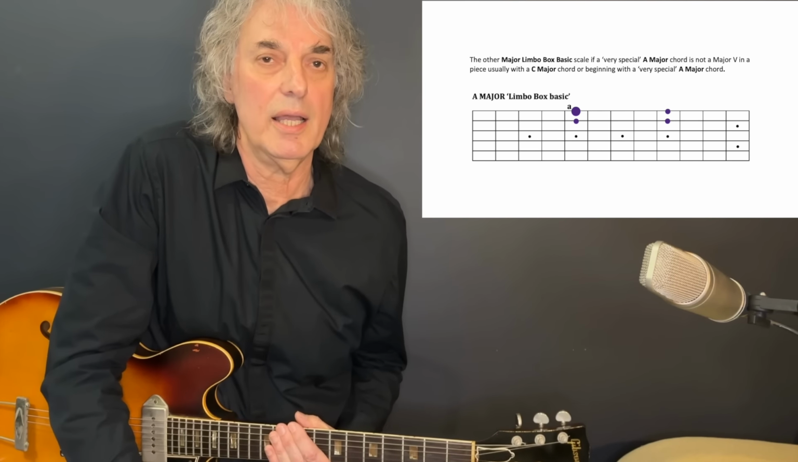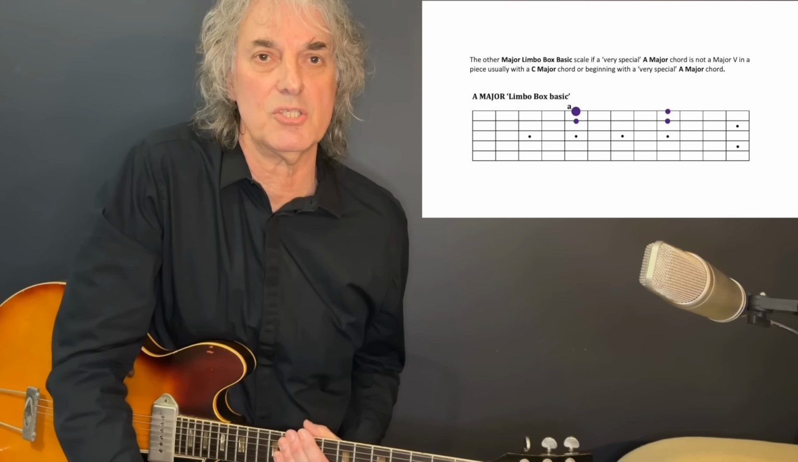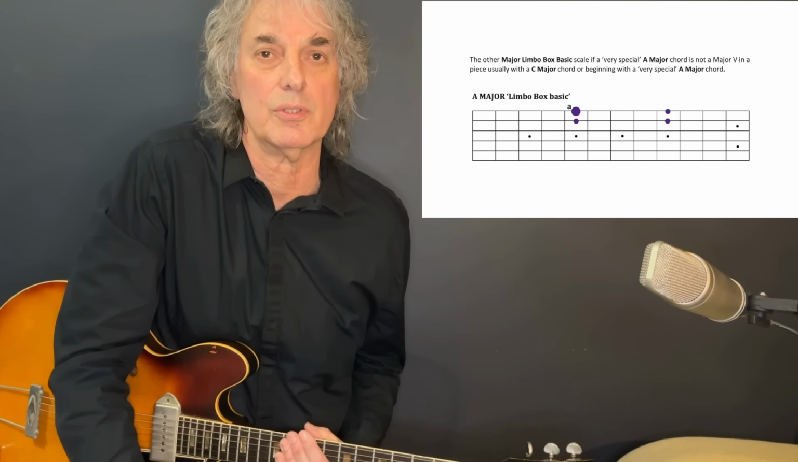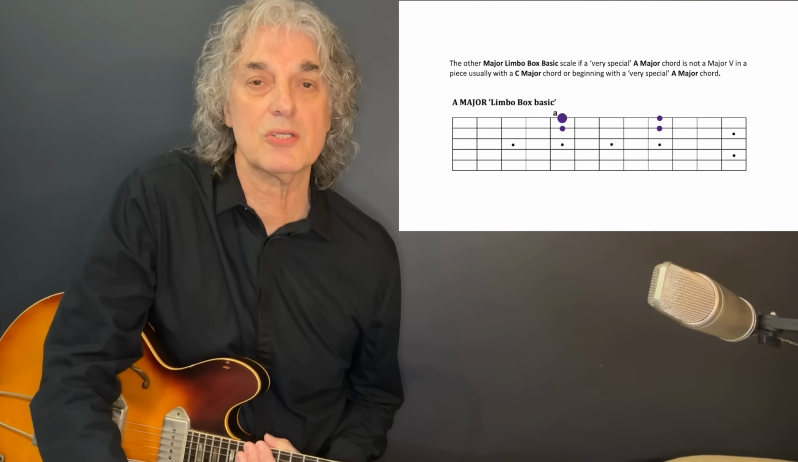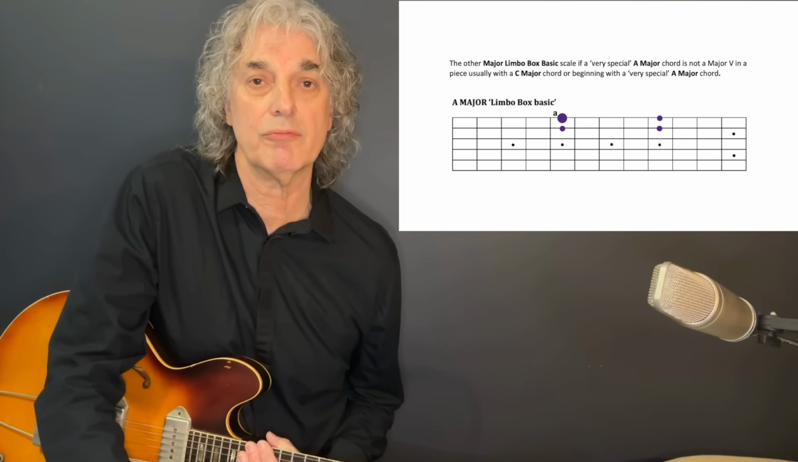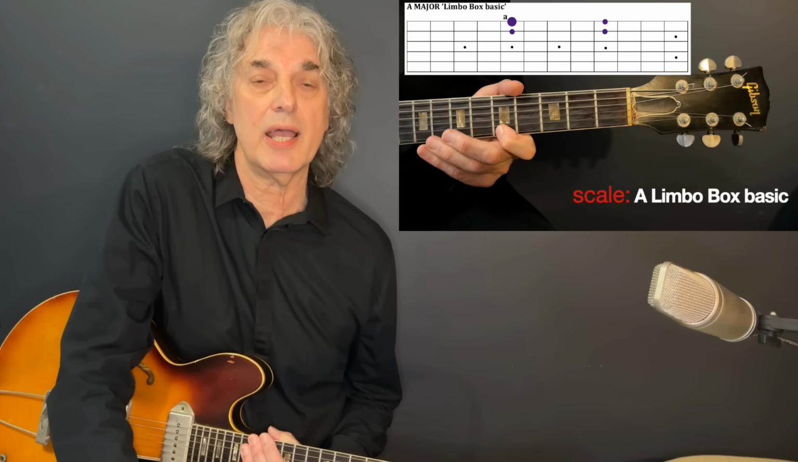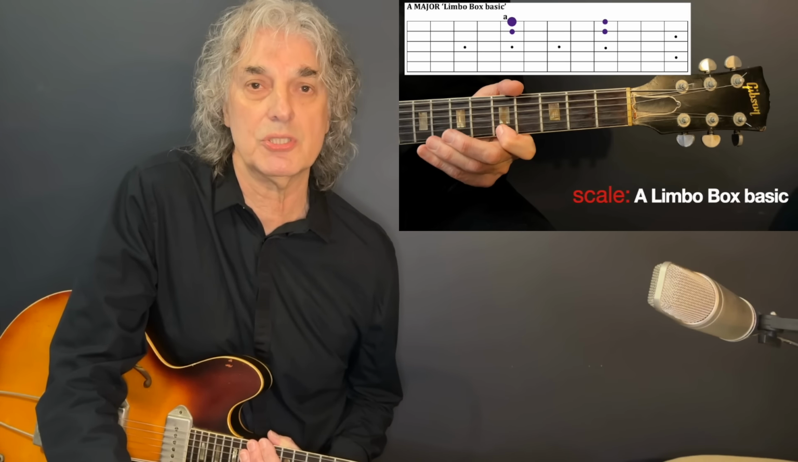But sometimes a minor box pentatonic scale needs to be modified on both the E and B strings for a very special major chord. The other major limbo box basic scale, if a very special A major chord is not a major 5th, in a piece usually with a C major chord or beginning with a very special A major chord. The top notes of a box pentatonic on the E and B strings are both moved up by 1 fret. The video starts on an A major chord, which could be the starting chord, and changes to a C major chord, which is quite common.